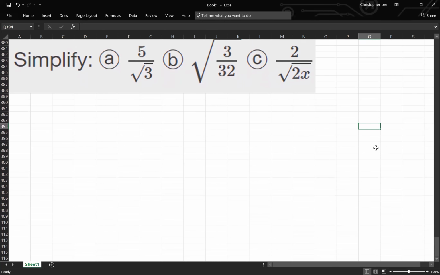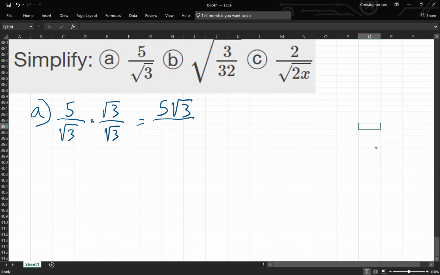All right, let's take a look. I'm looking at A. I have 5 over the square root of 3. I'm going to multiply this by square root of 3 over square root of 3 to get rid of the denominator. On the top, I'm going to have 5 square root 3 as my answer. And on the bottom, square root 3 times square root 3 is square root 9. And the square root of 9, we know that to be just simply 3. So 5 square root 3 over 3. And that's it. Questions on that?